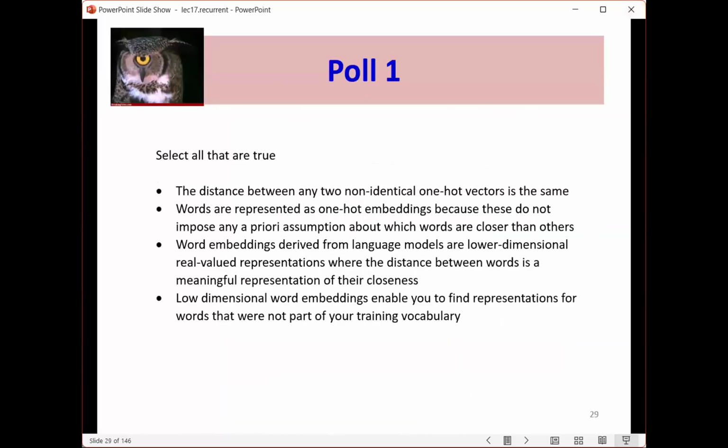So that leads us to our first poll. Let me release the first poll. Can you see the poll?